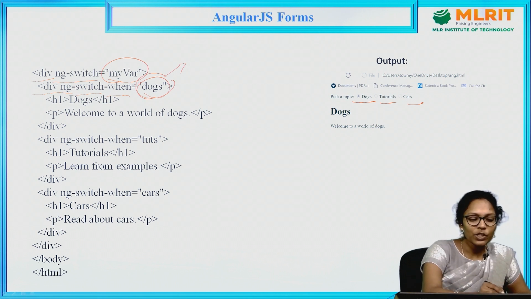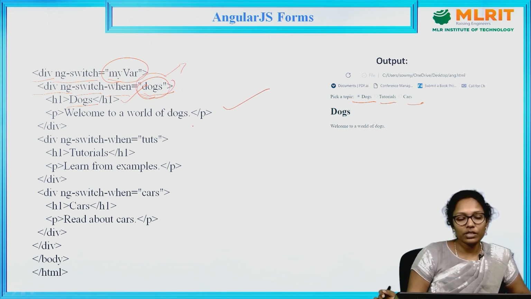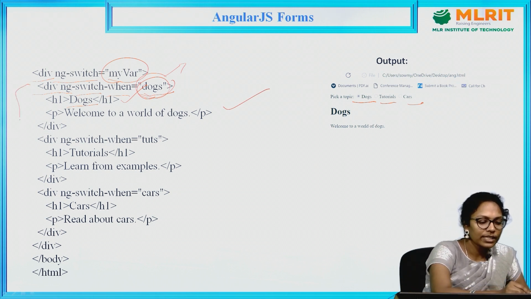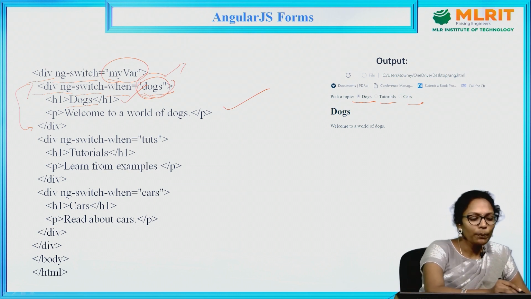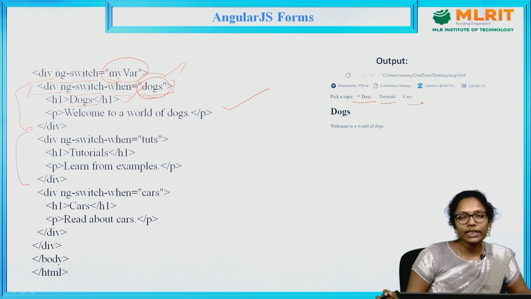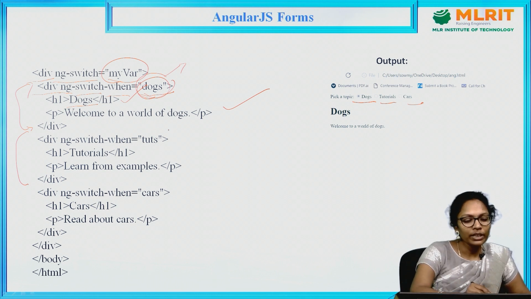So ng-switch-when this value matches docs, what do I need to display? In H1, display docs and give a paragraph, welcome to world of docs. That's all. You're closing this case by closing this division. I'm opening one more division for the tuts. ng-switch-when is equal to tuts. If it is tuts, display these 2 lines, and close this inner division.